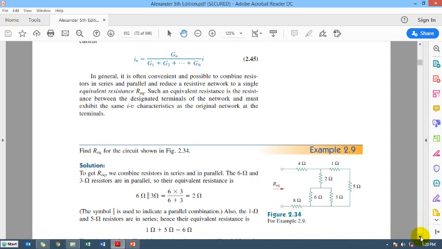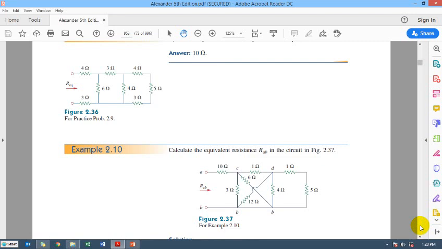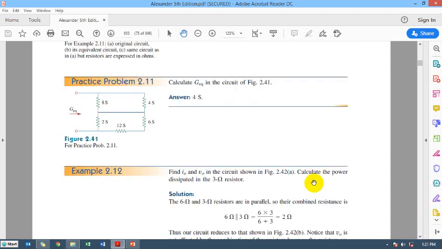This is problem 2.9, which we already covered in the last lecture, and this is again an equivalent resistance problem. 2.11 involves conductances. Conductance is 1/R, and it is measured in Siemens or mhos. For conductance, the form of the formulas is reversed. To find an equivalent conductance for a series combination, the same formula applies as for parallel in terms of resistance. I hope you understand what I said.